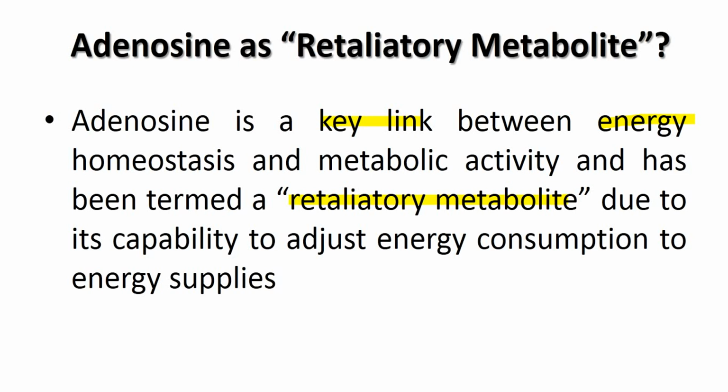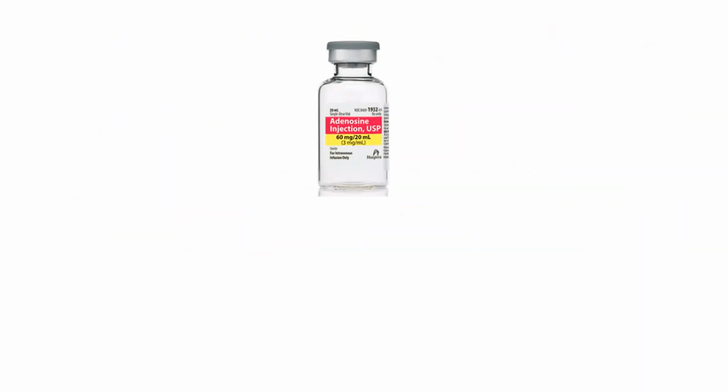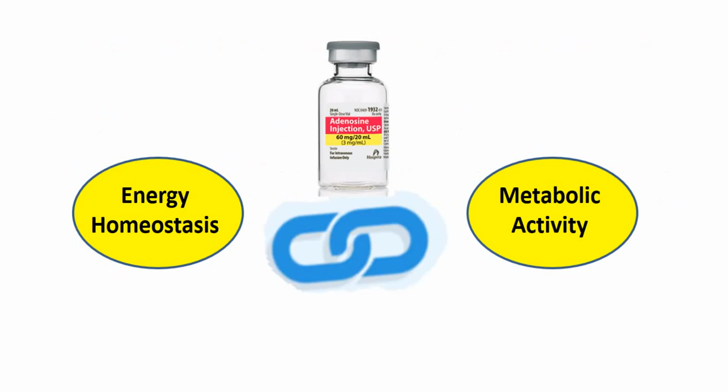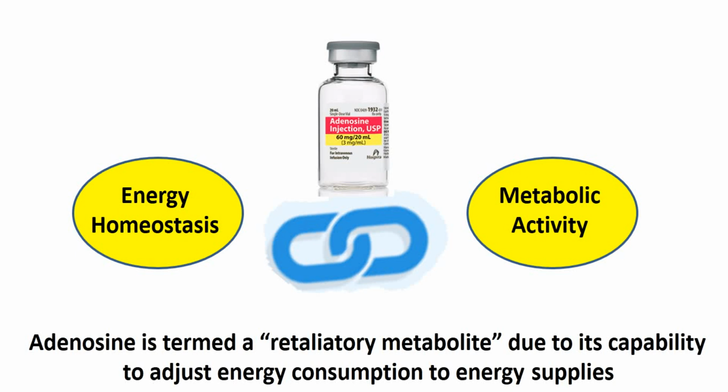So, I have just highlighted that point, that adenosine is a connecting link between energy homeostasis and metabolic activity. This is the reason adenosine is termed a retaliatory metabolite, due to its capacity to adjust energy consumption to energy supplies.